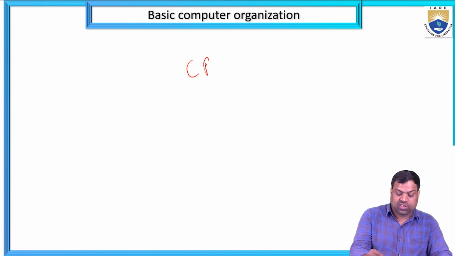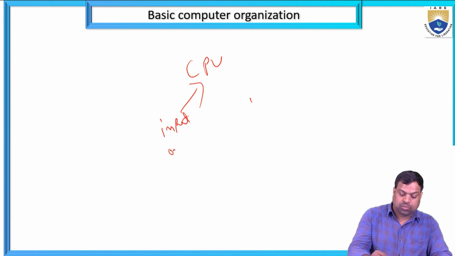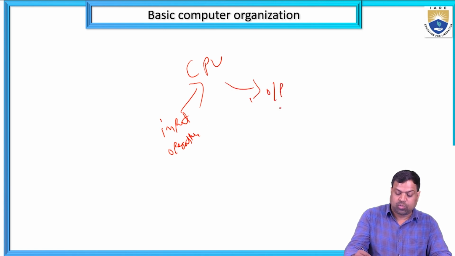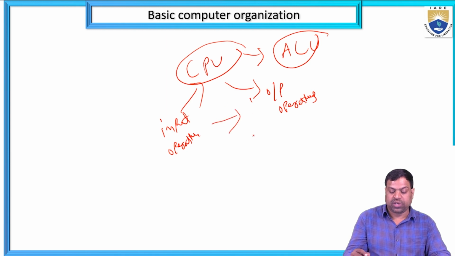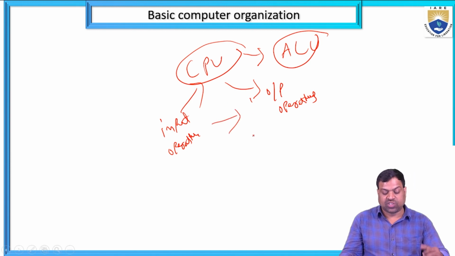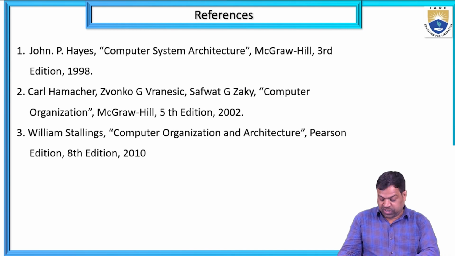So when I'm going for the CPU, input operations and output operations are performed. How is the CPU performing? With the help of the ALU, input and output will be performed. It is the interconnection of the ALU. The input and output operations are performed by the CPU. Okay, these are about the references.